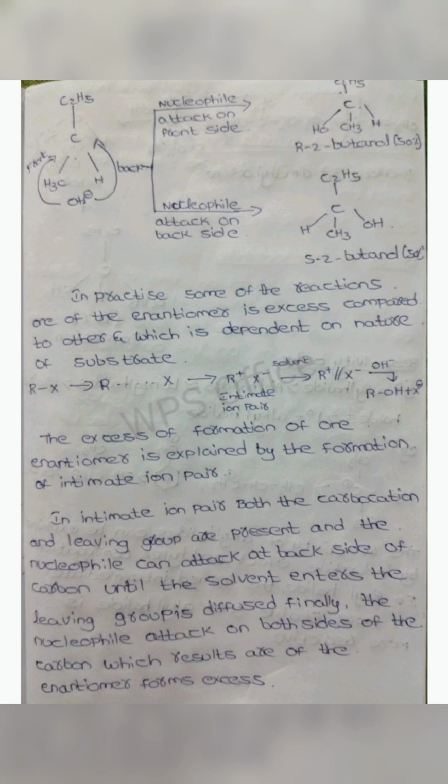Whatever the excess formation of an enantiomer is, it can be explained briefly by the formation of an intimate ion pair. In the intimate ion pair, both the carbocation and the leaving group are present. The nucleophile can attack at the backside of the carbon until the solvent enters and the leaving group is diffused. Finally, the nucleophile attacks on both sides of the carbon, which results in excess of one of the enantiomer forms.